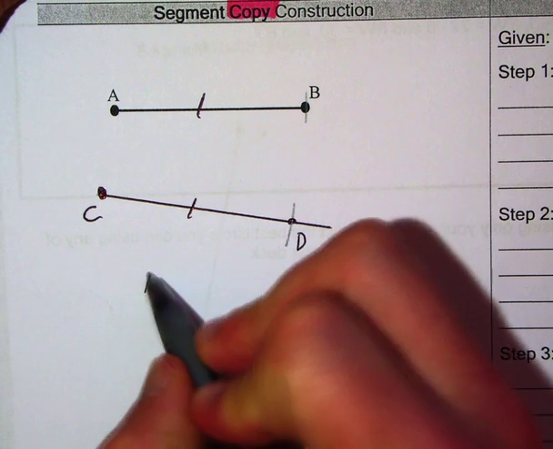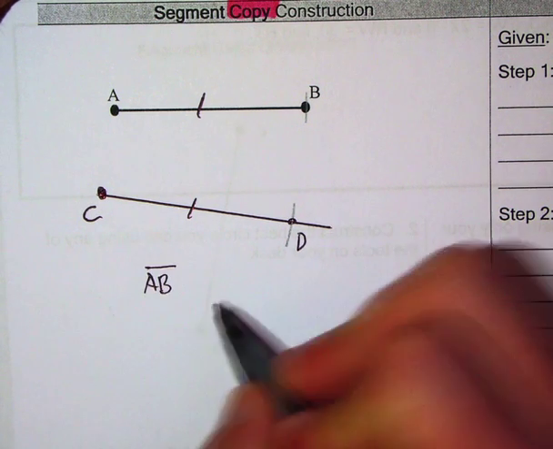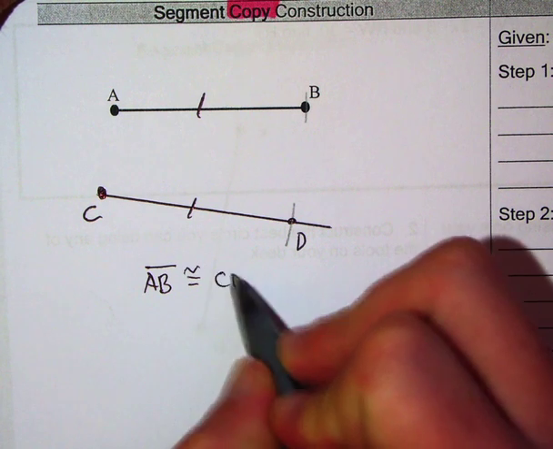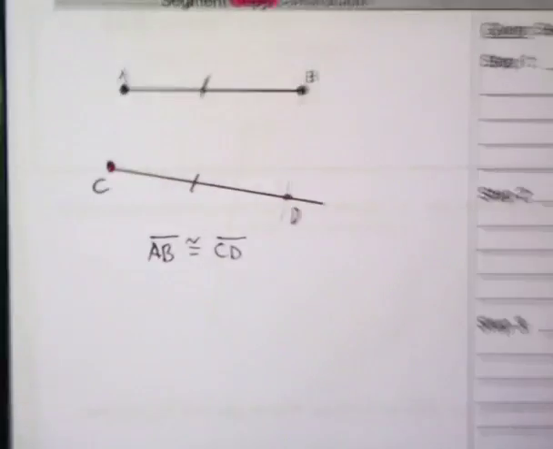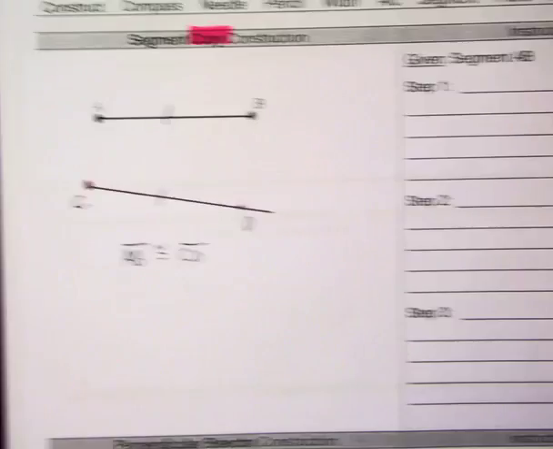I can make a statement that says that. Segment AB is congruent to segment CD. Now, if you were to go ahead and try and write about this, you can make a segment here and just try it a few times yourself.